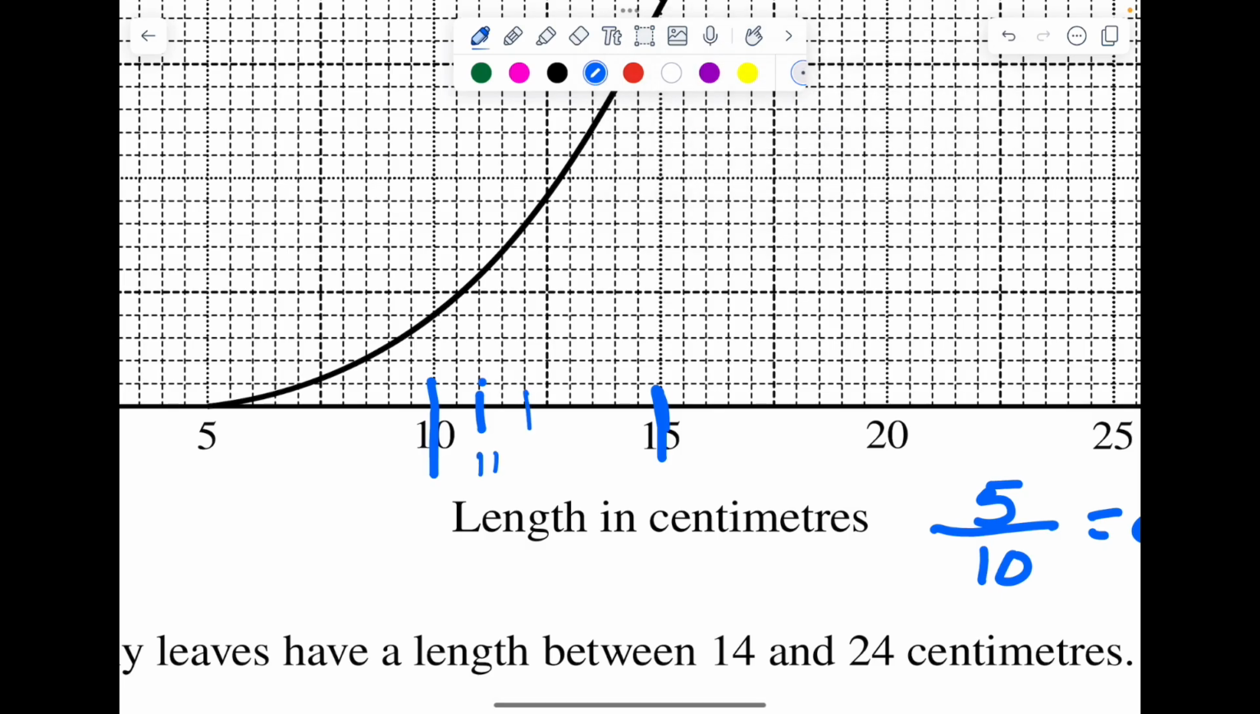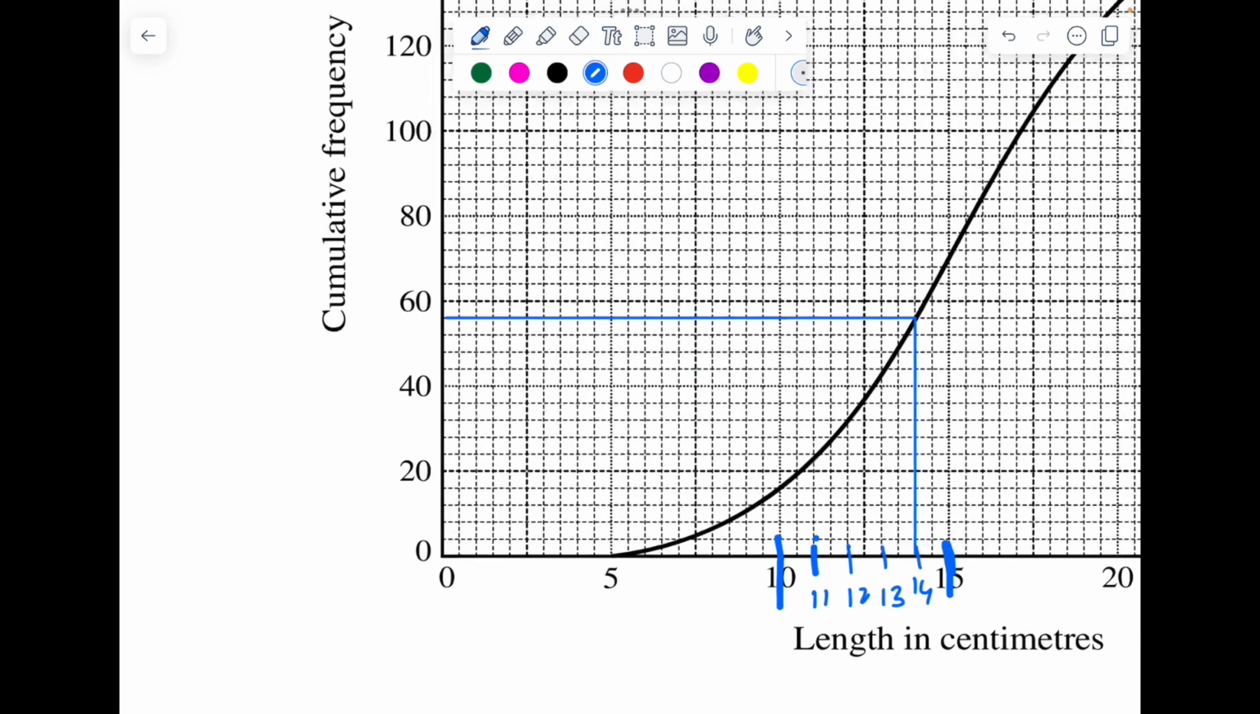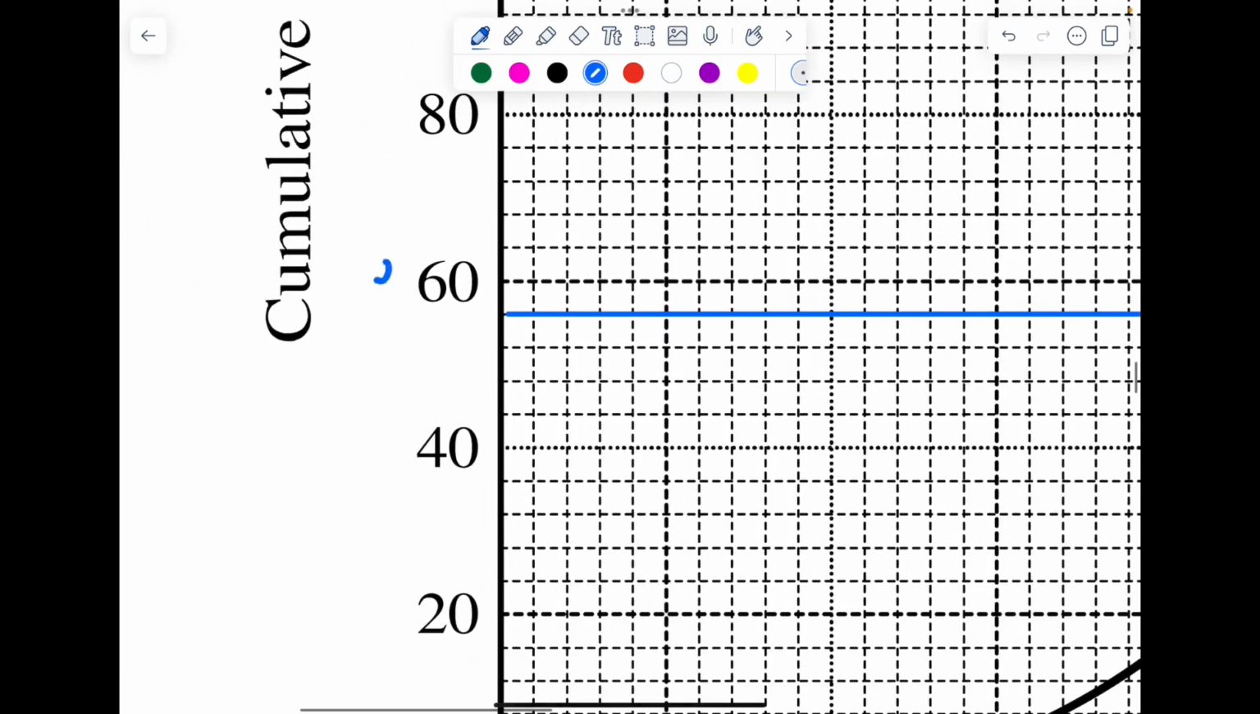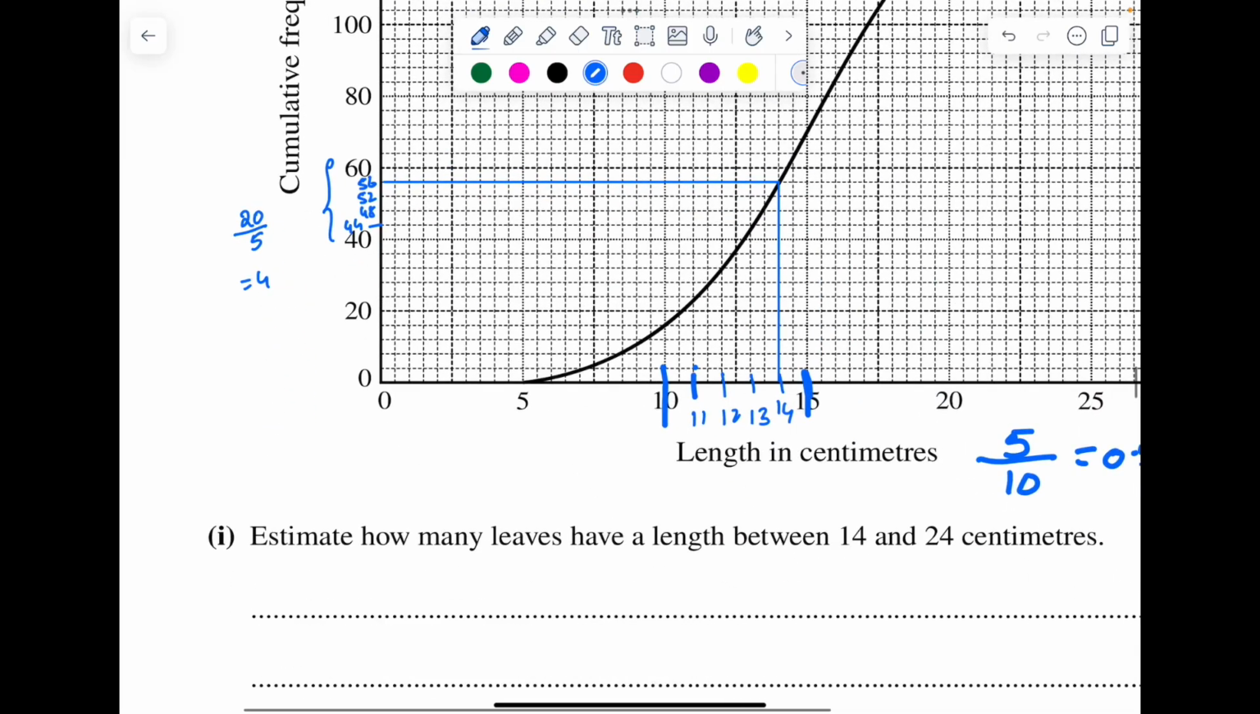This is 11. This is 12. This is 13 and this is 14. So from 14, draw the line and hit the graph over here. Again, this is 20 is the gap and how many lines are there? 5 gaps are there, 5 parts are there. So each one is 4. So this is 44, 48, 52 and 56. So it's going to be 56.